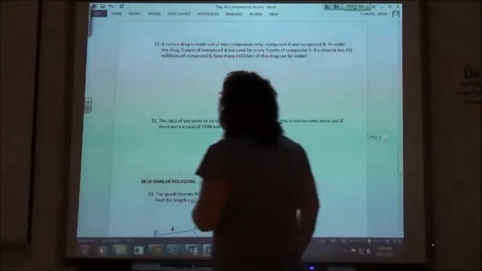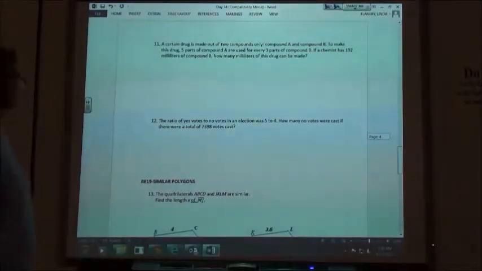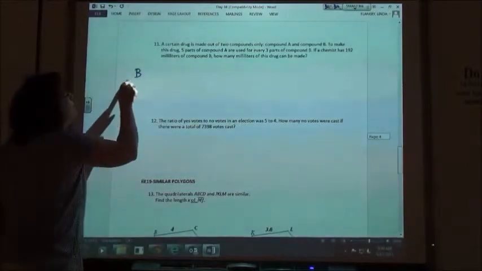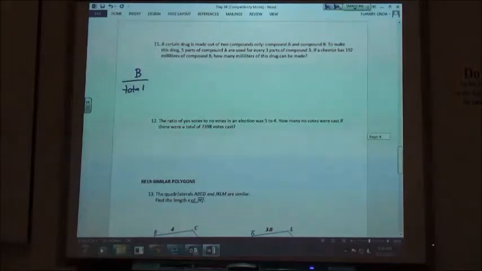Number 11, a certain drug is made out of 2 compounds only, compound A and compound B. To make this drug, 5 parts of compound A are used for every 3 parts of compound B. If the chemist has 192 milliliters of compound B, how many milliliters of the drug can be made? So again, we're looking at comparing B to the total amount of the drug that can be made.